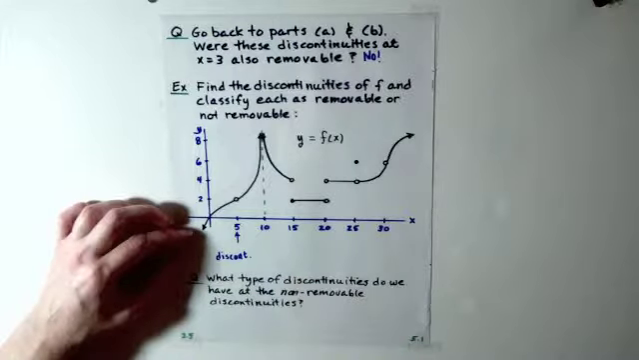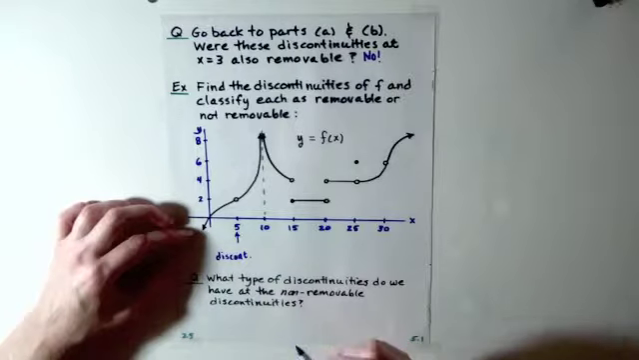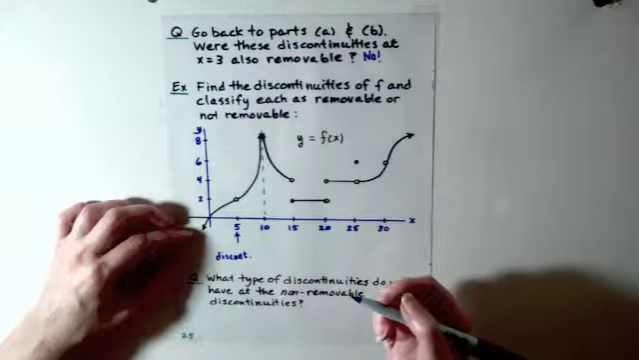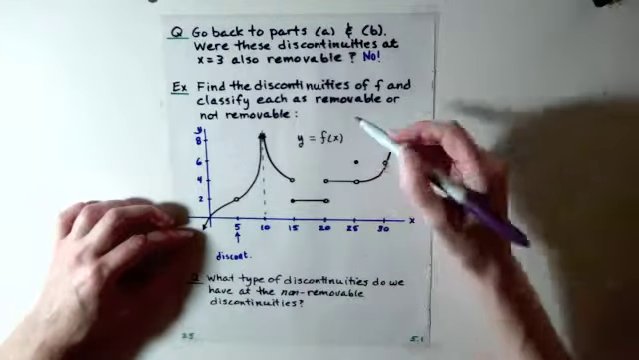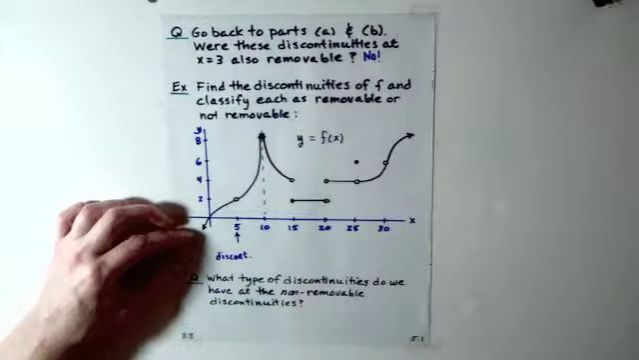To be removable means that I can add one point to the graph at the value x equals 5 and get rid of the discontinuity. I'd actually be creating a new function. It would be different from the function f of x, but I would get a function that then is continuous at x equals 5. Is that possible?